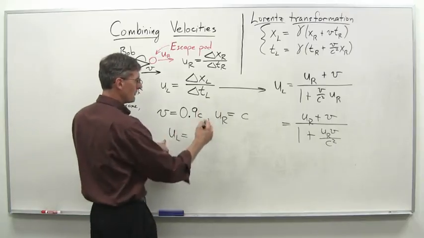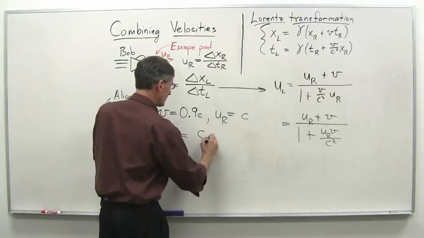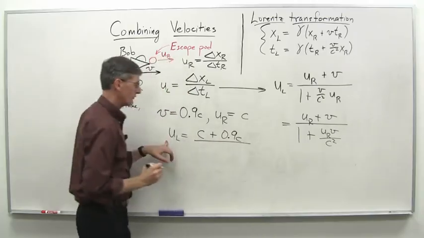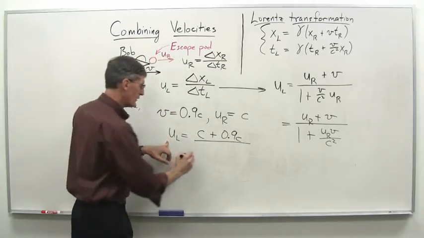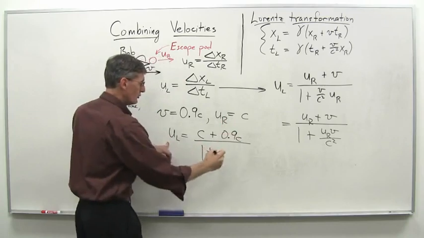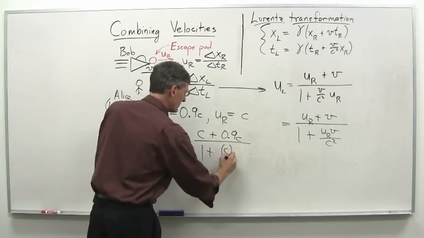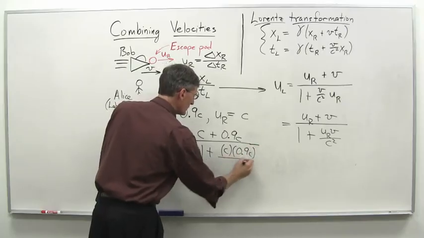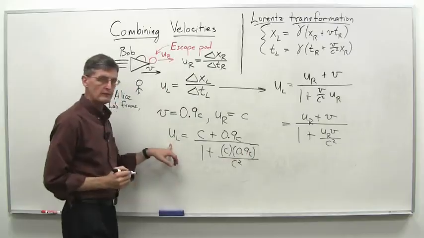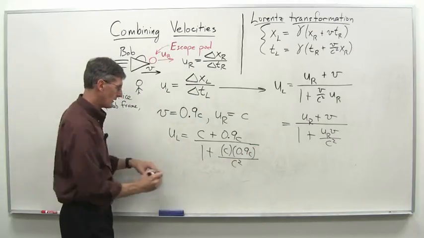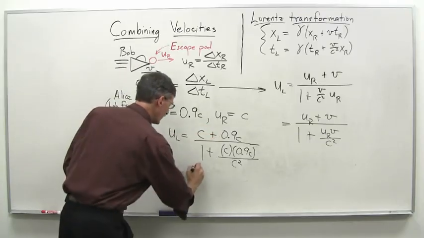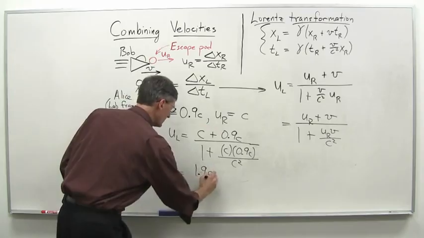So u sub r is going to be C. So I got C plus 0.9 C, that's the relative velocity of the ship, all over 1 plus u sub r, which is C here, times v, which is 0.9 C, all over C squared. Okay, so what have we got here? On the top, I've got C plus 0.9 C. That's 1.9 C, 1.9 times C.